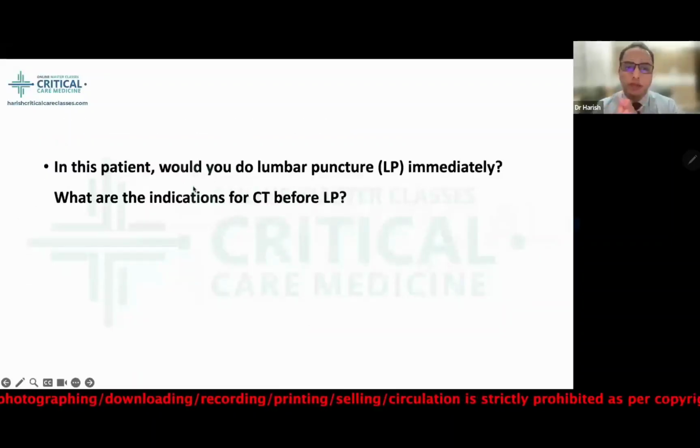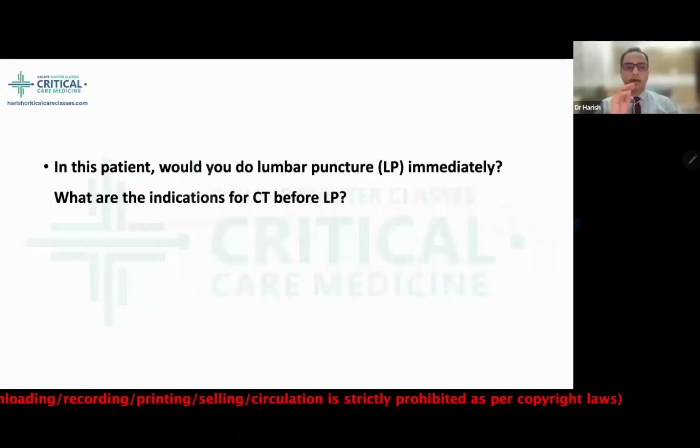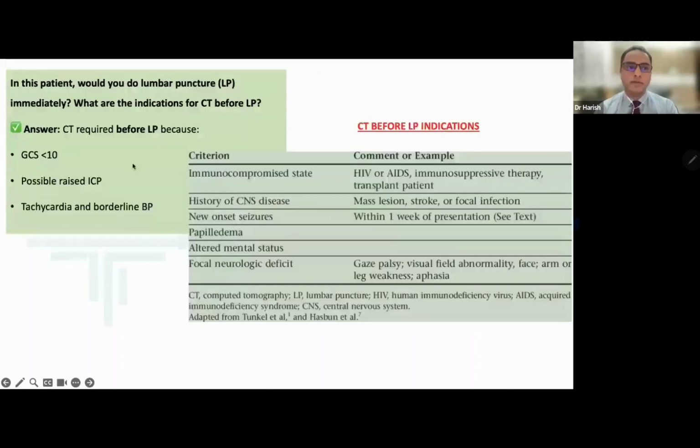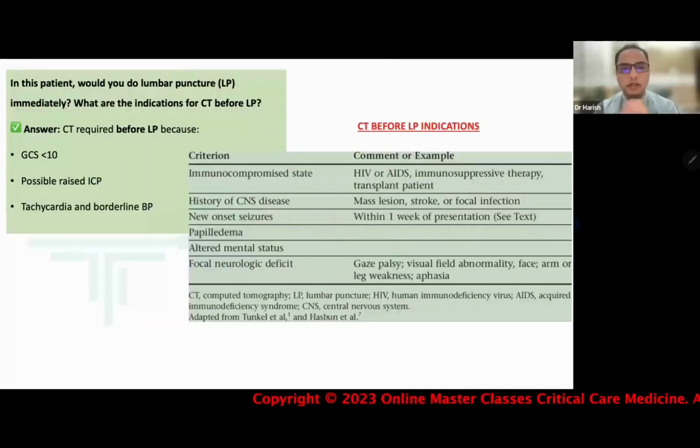In this patient, would you do lumbar puncture immediately? What are the indications for imaging before LP? As I told, GCS is 10, so we prefer to get imaging prior to LP. But in general, what are the indications? That may be your next question. In this patient, definitely CT is required before LP because the patient has a GCS of around 10, possible raised intracranial pressure, tachycardia, and borderline blood pressure. So better to go for imaging before LP.